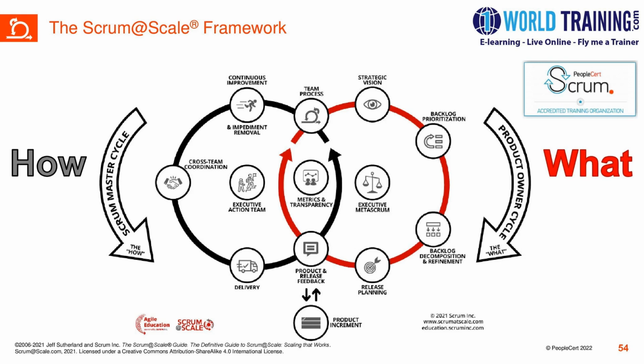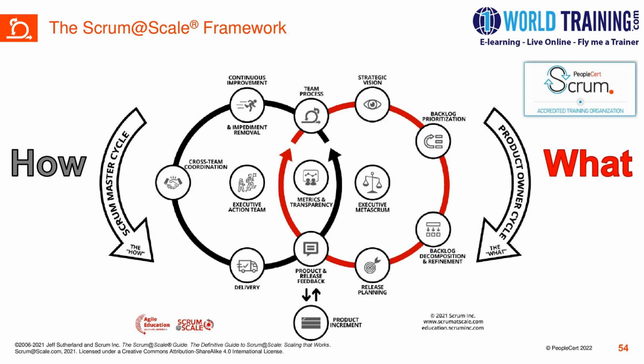The next cycle is the what cycle, which is also called the product owner cycle. The what cycle focuses on what the important requirements are for scaling the Scrum.